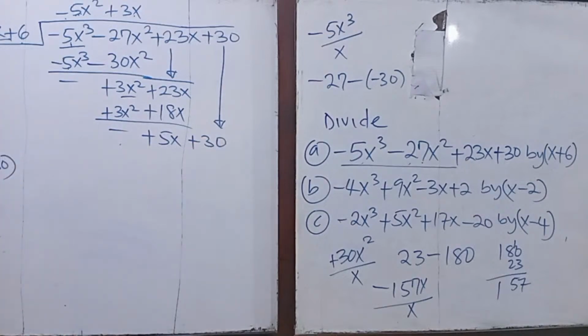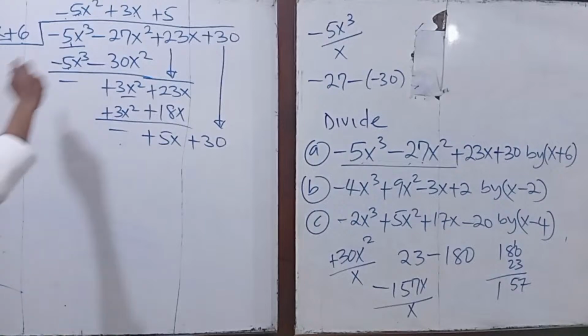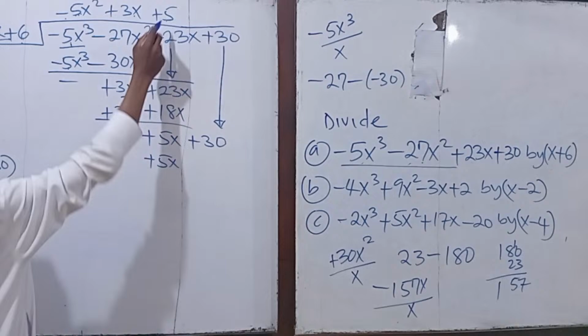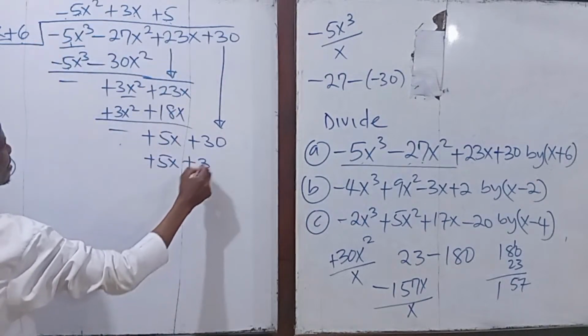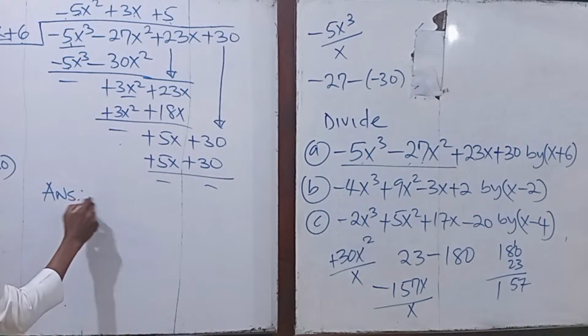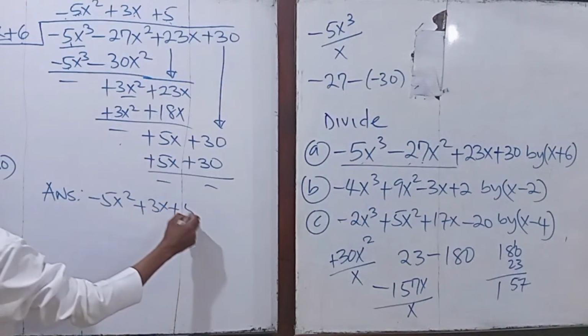Repeat the process. 5x over the first one here, so that's a plus 5. Use it to multiply. Plus 5 times x, that's a plus 5x. Plus 5 times plus 6, that's plus 30. And that finished that one. So the answer is minus 5x squared plus 3x plus 5.